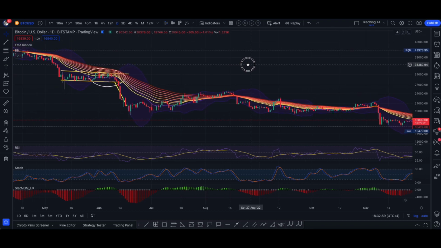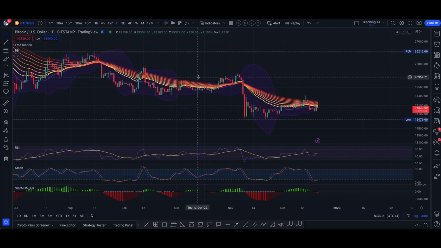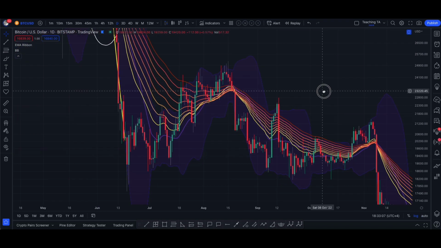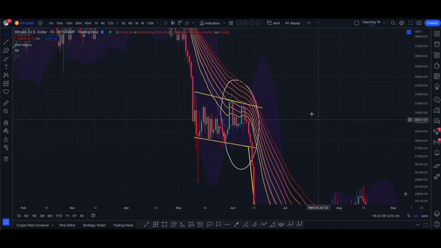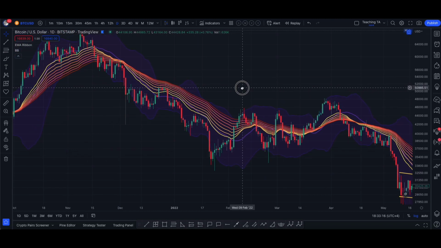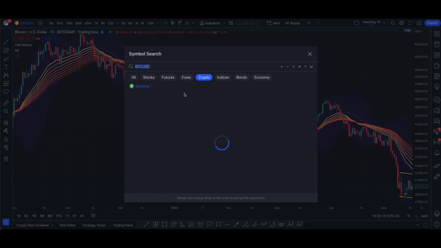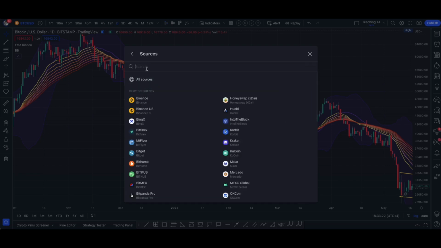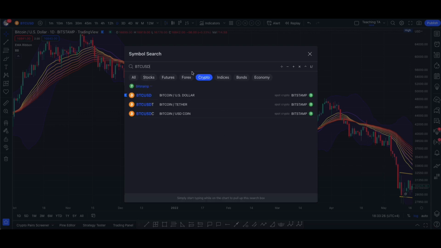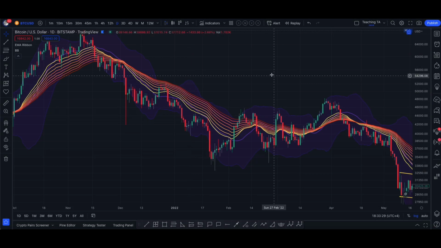I would use it to see if the price is breaking out of the EMA ribbons or if it's staying under them. So for example, over here, I had a good example on the daily chart for Bitcoin. And by the way, I like to use Bitcoin US dollar on Bitstamp. I think that's the best ticker that you can use. So over here, you would go to BTC USD, and here I would select Bitstamp. So Bitstamp like so, once you've chosen crypto, and boom, this is the one that I use.